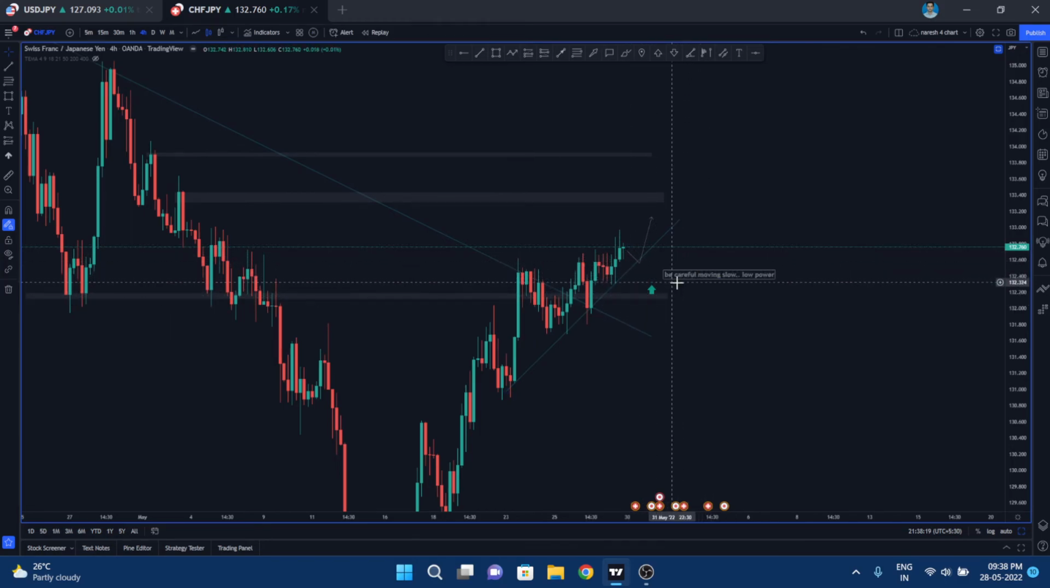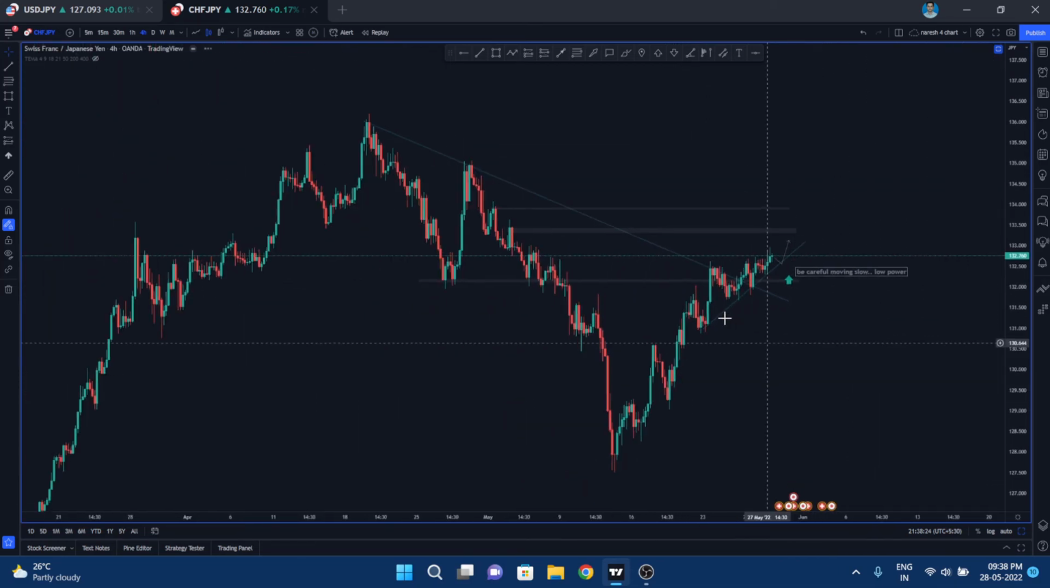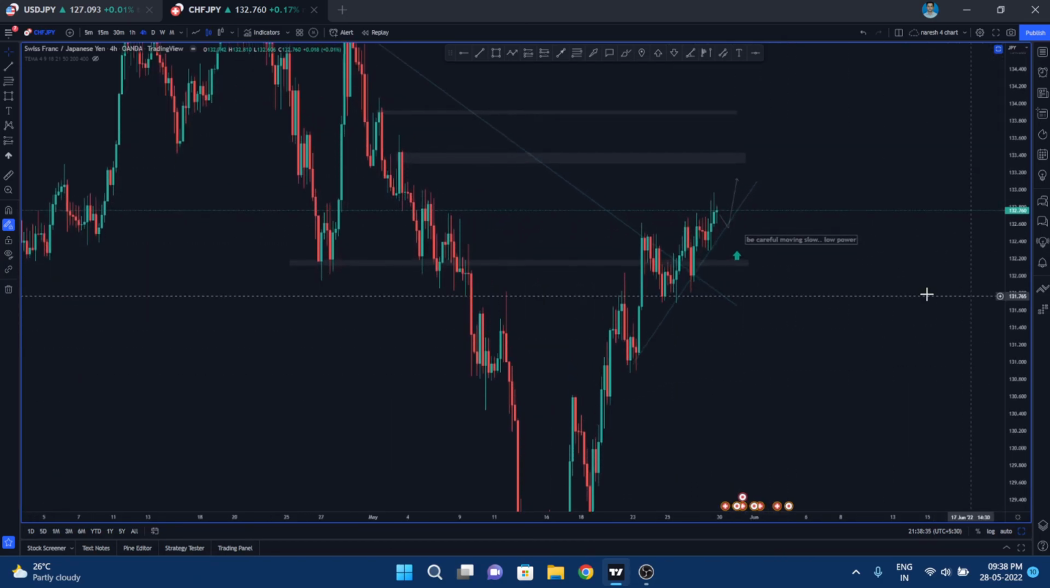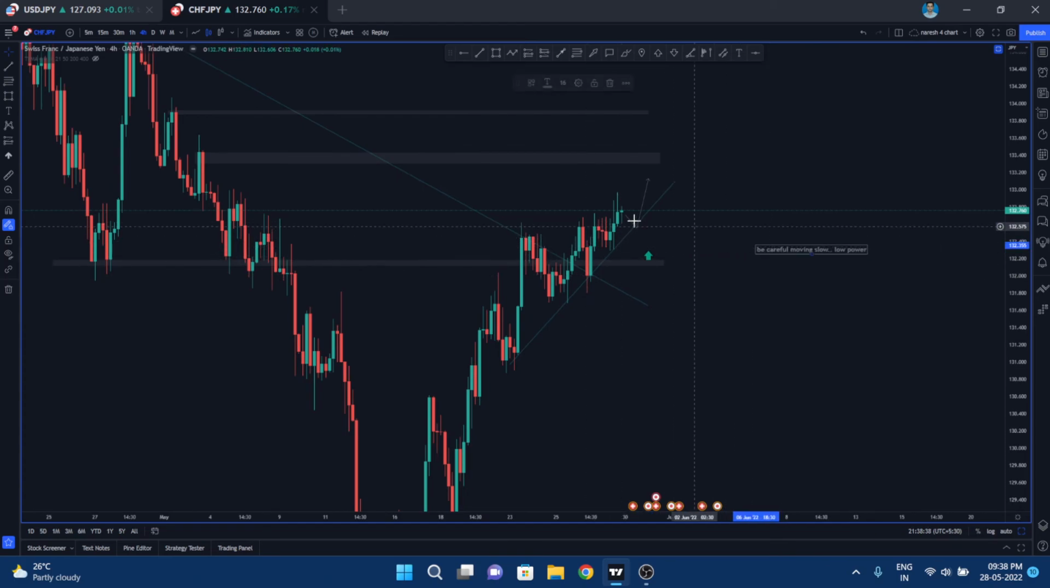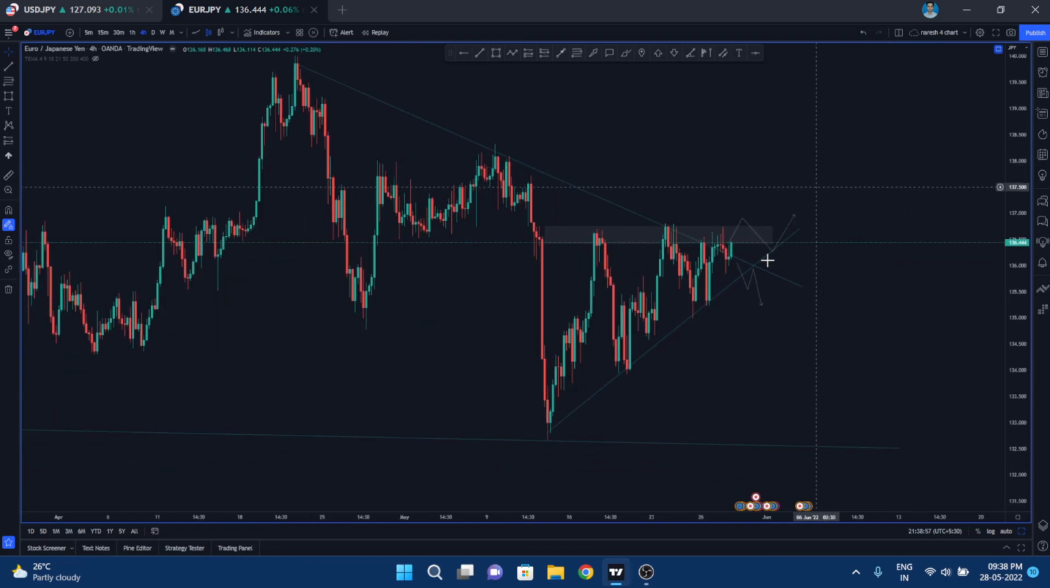So as I have noted here, be careful: moving slow and low power here in CHF JPY. Why it is moving slow is that we already had a V-shaped recovery, and there is no consolidation at all, guys. It is directly making higher highs and moving up. If in the coming week there is a little consolidation here, forming some kind of pattern and breaking up, it is more favorable to go for long entries than on a pair just moving high and respecting this trend line. Okay, so that would be for CHF JPY, guys.